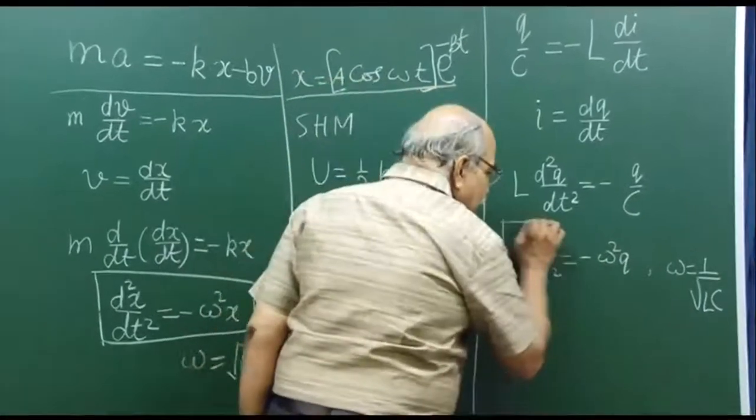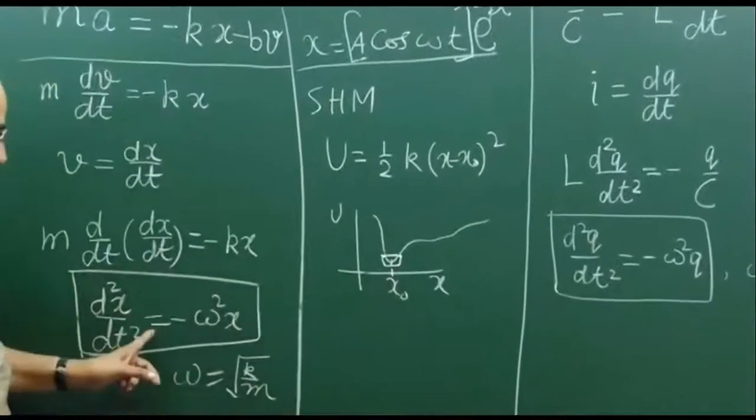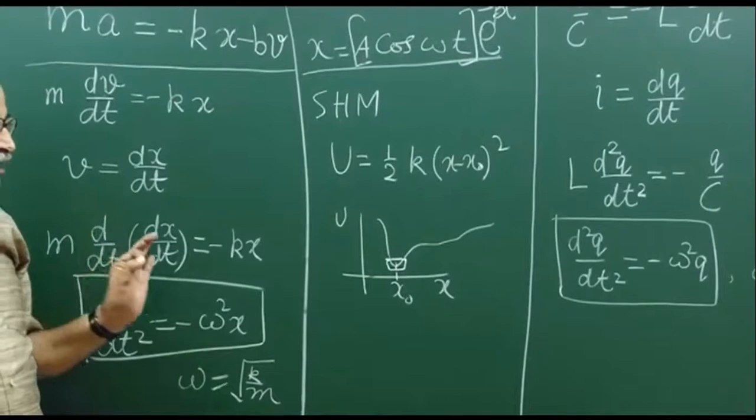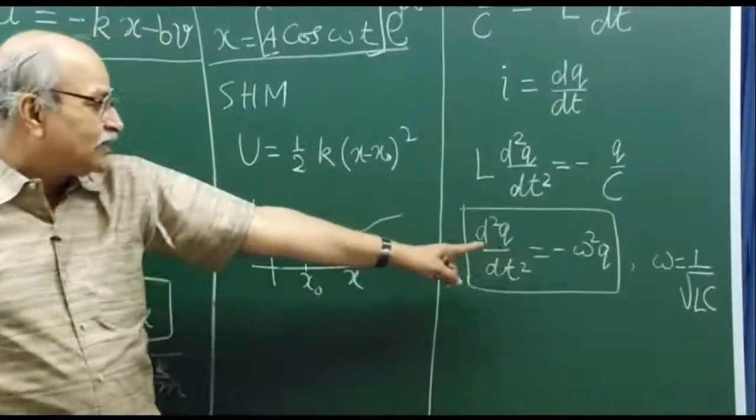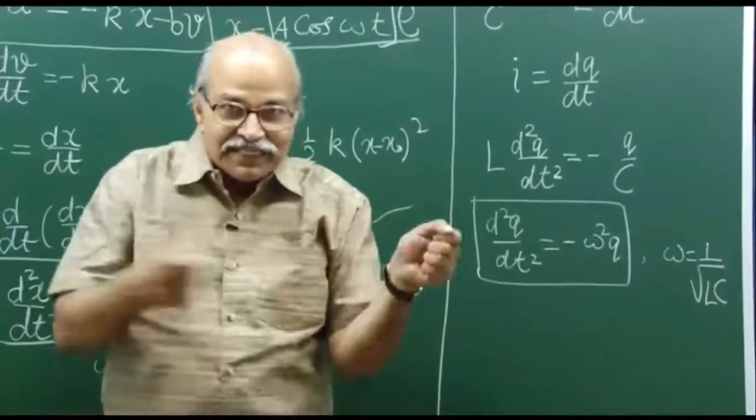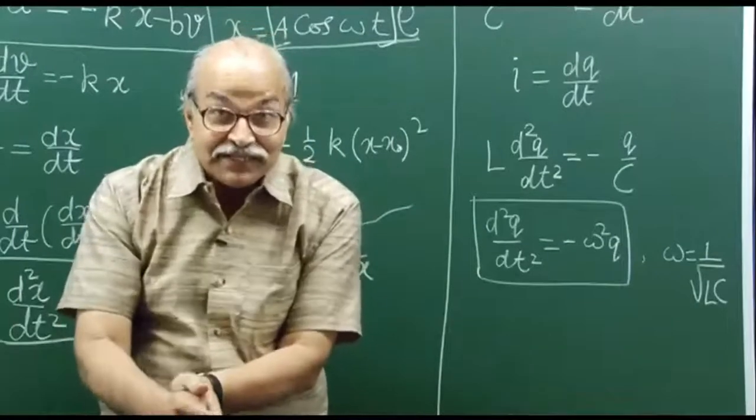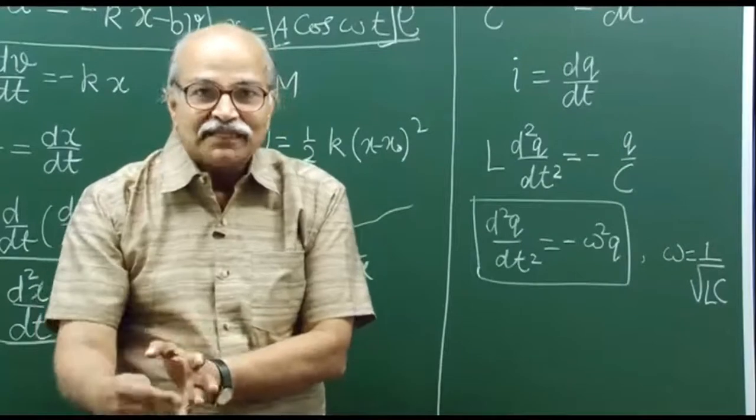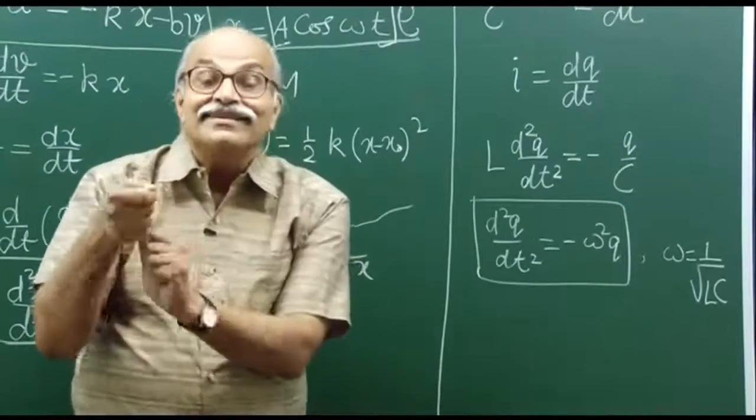Now look at this equation and look at this equation. They have identical mathematical structure. So the charge will oscillate, not physically, the magnitude of charge on the capacitor plates. On the positive plate you have plus Q, on the negative plate you have minus Q. So this Q, the magnitude of charge, that oscillates in time.